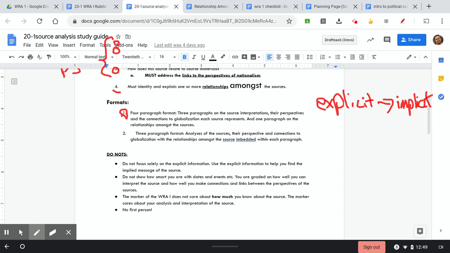And so that then comes to the next point. The marker of your WRA I does not care about how much you know about the source. The marker cares about your analysis and interpretation. And the last do not. No first person. Again, you did not make the source. Somebody else did. Therefore, it's not you that we're talking about here. Don't say I think. First of all, you should be confident in what you're saying, therefore it should be what you know.